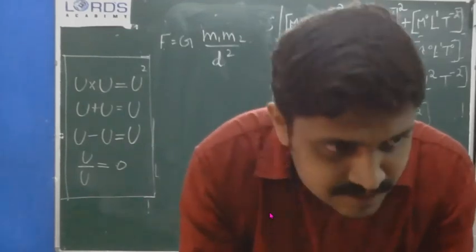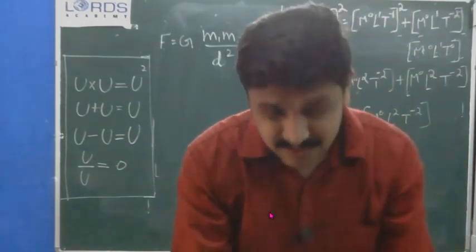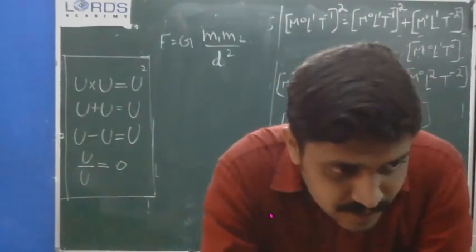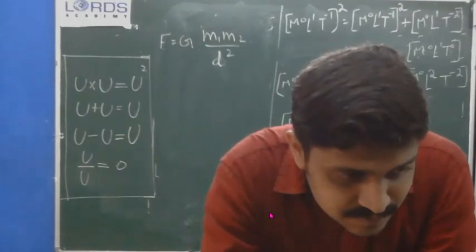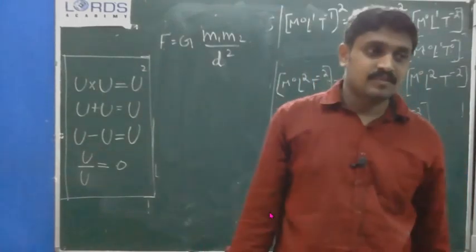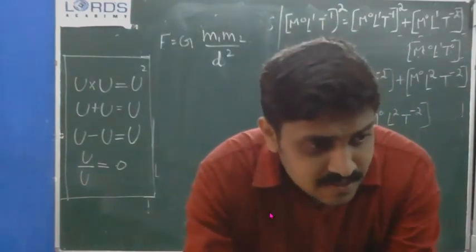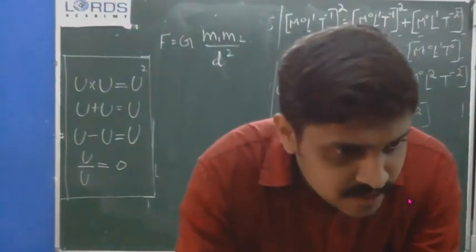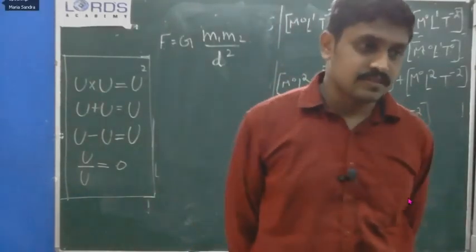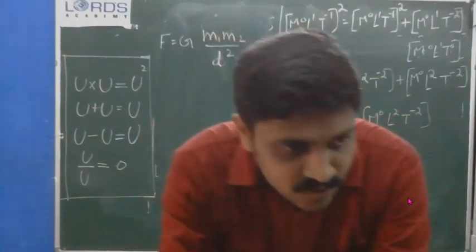Ashish, what about you? Is the equation dimensionally correct or not? Incorrect. Are you sure? Yes. Okay. What about Maria Sandra? Yes, sir. What's your opinion? Is the equation dimensionally correct or not? Not correct. It's a wrong equation. I got not correct. Okay, so all of you are saying that Newton is wrong.